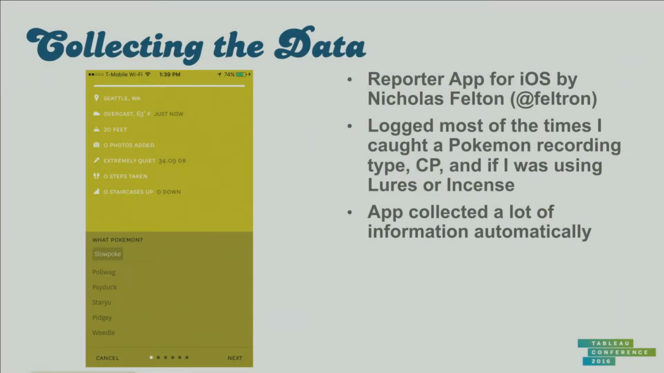There's a data set I created myself while playing Pokemon Go. Whenever I caught a Pokemon, I would open up an app called Reporter, which is an app for iOS. I'm sorry, I don't know any Android equivalents of it. You can program it to ask whatever questions you want. So the questions I would ask myself were, what Pokemon did you catch?